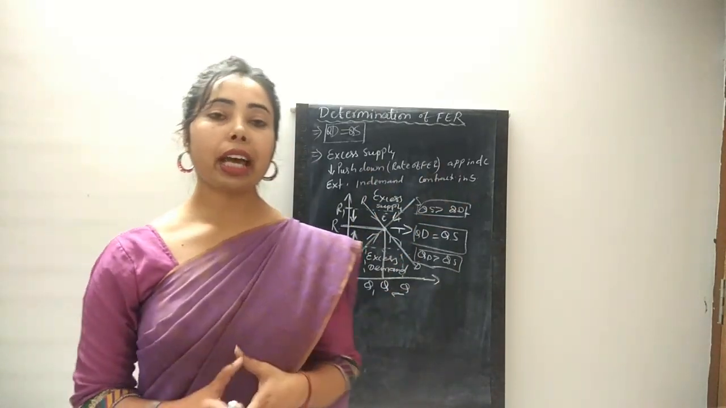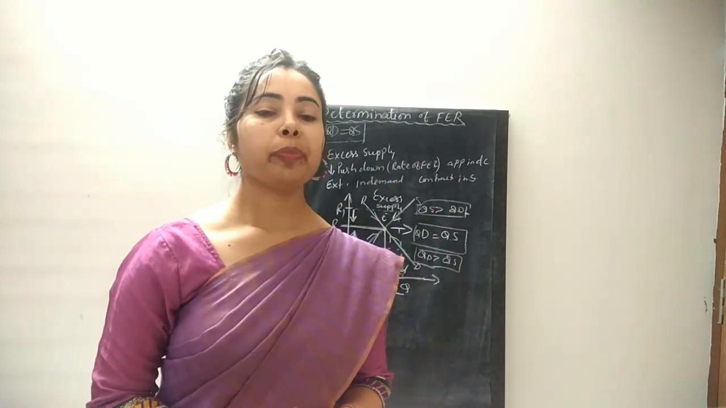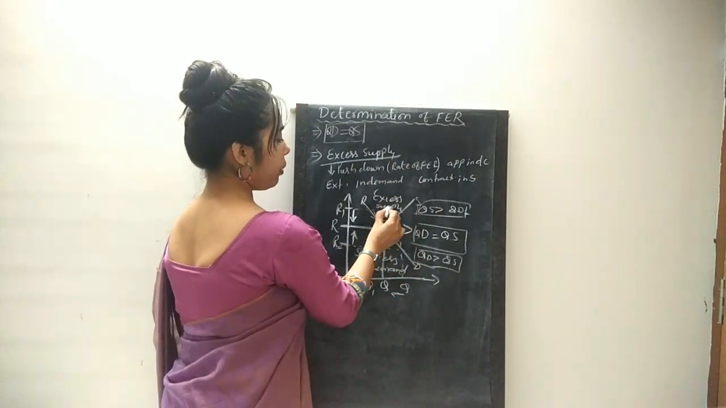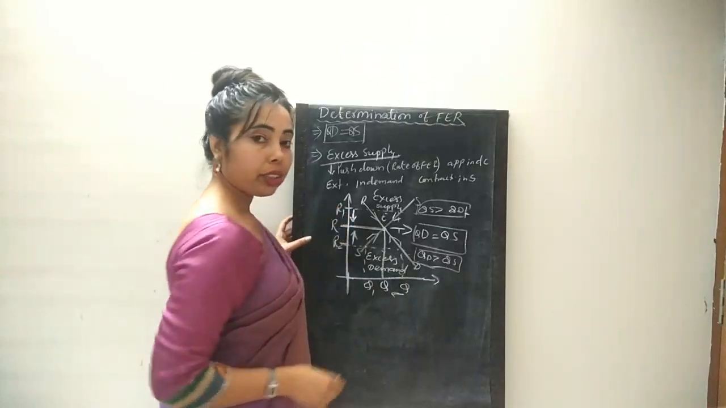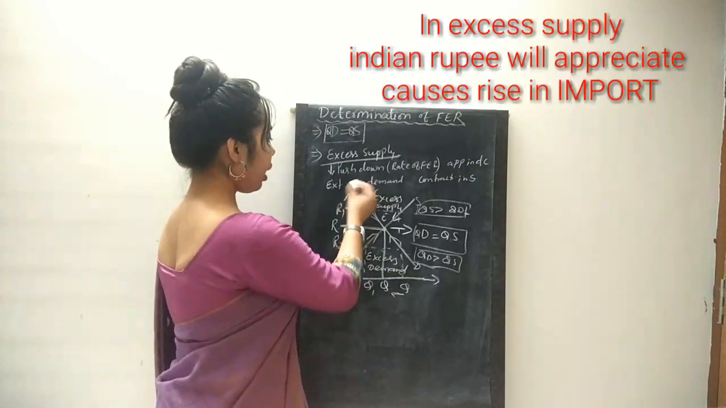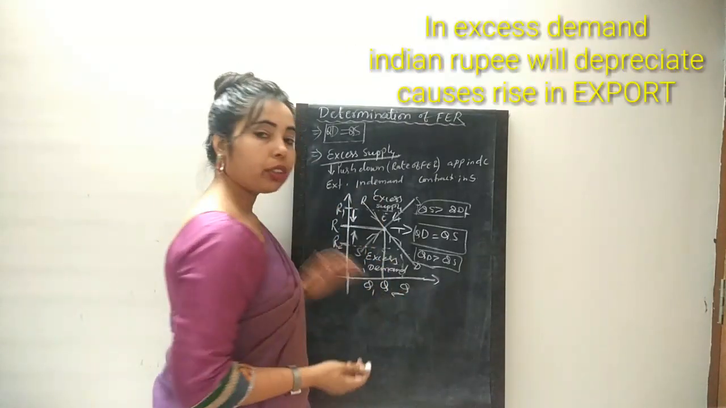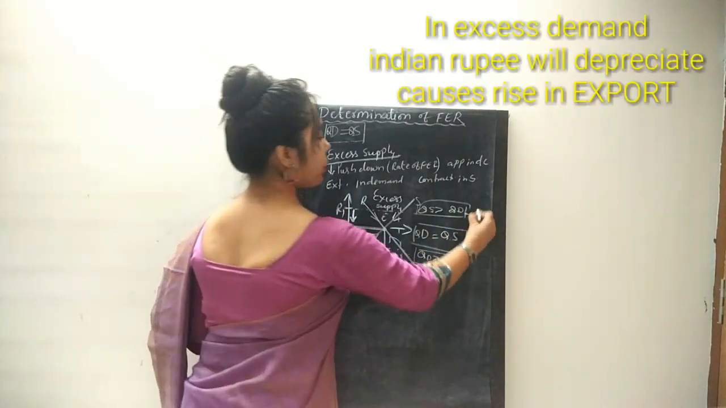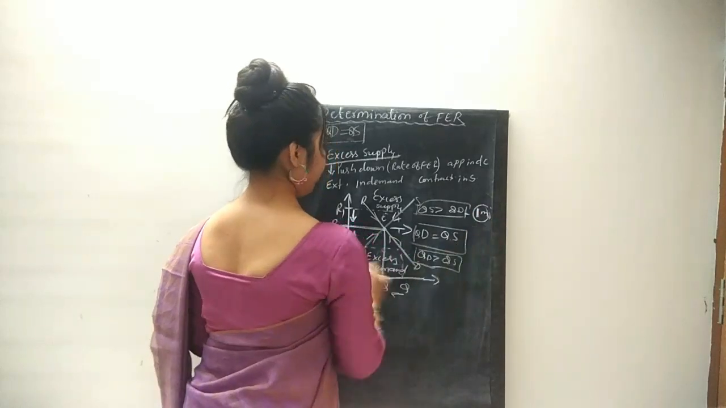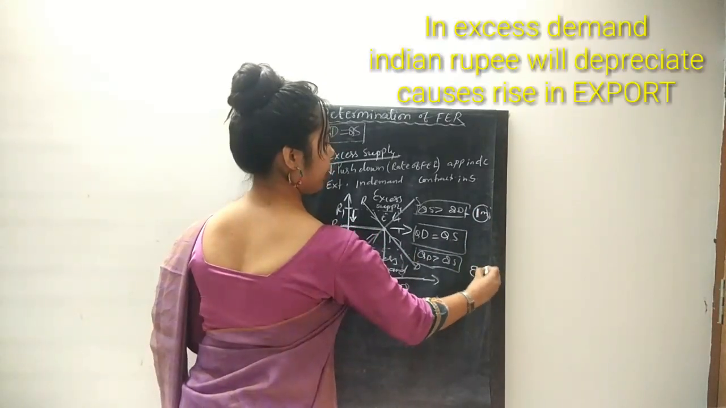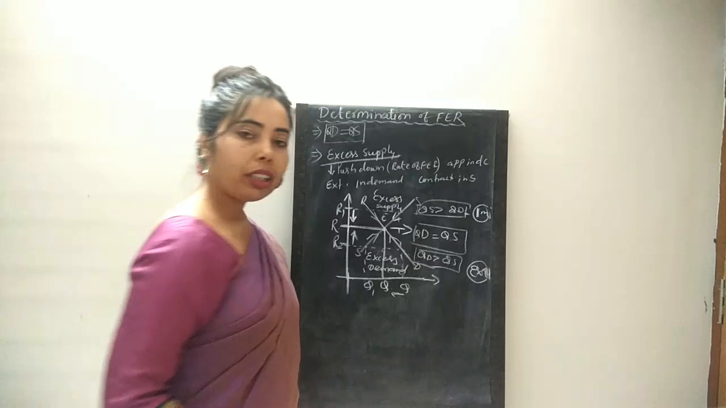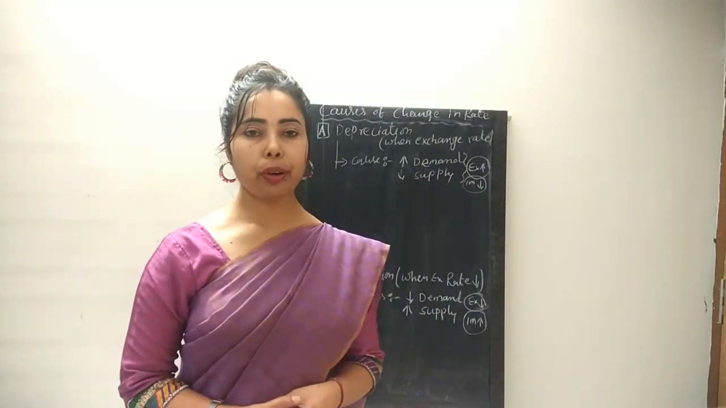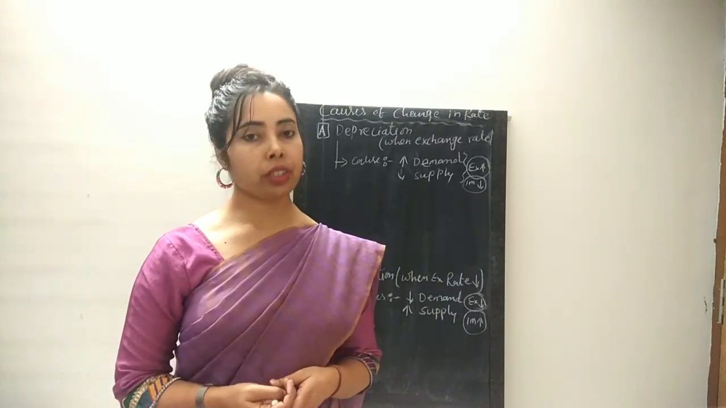So in this way, whenever this condition applies, there is appreciation in the domestic currency. When there is excess supply, the rate of foreign exchange will appreciate, and when there is excess demand, the rate of foreign currency will depreciate. So in that case, when there is appreciation, import will rise, and when there is depreciation, export will rise. Okay, you understood? Now we will see what are the causes for change in exchange rate.